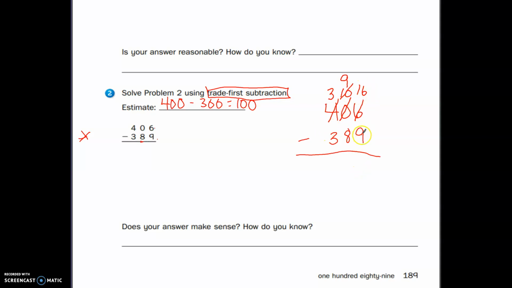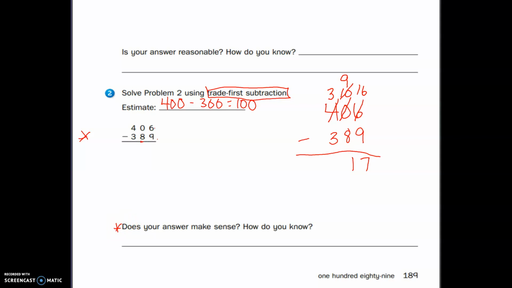So 16 minus 9 is 7. 9 minus 8 is 1. 3 minus 3 is 0. So my answer is 17. So I'm going to look down here. Does my answer make sense?